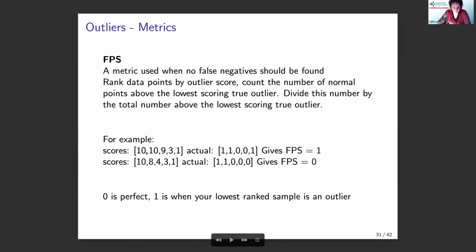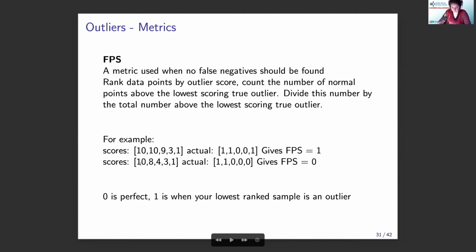If the scores for 5 pieces of data are 10, 10, 9, 3, and 1, and the actual outlierness, in this case, I've just given it as outlier or not outlier, is 1, 1, 0, 0, 1, that means it's incorrectly labeled this last one as very much normal when it is in fact an outlier. This, despite only one outlier being incorrectly ranked, gives us a false positive rate of 1, which means it's really not doing very well.